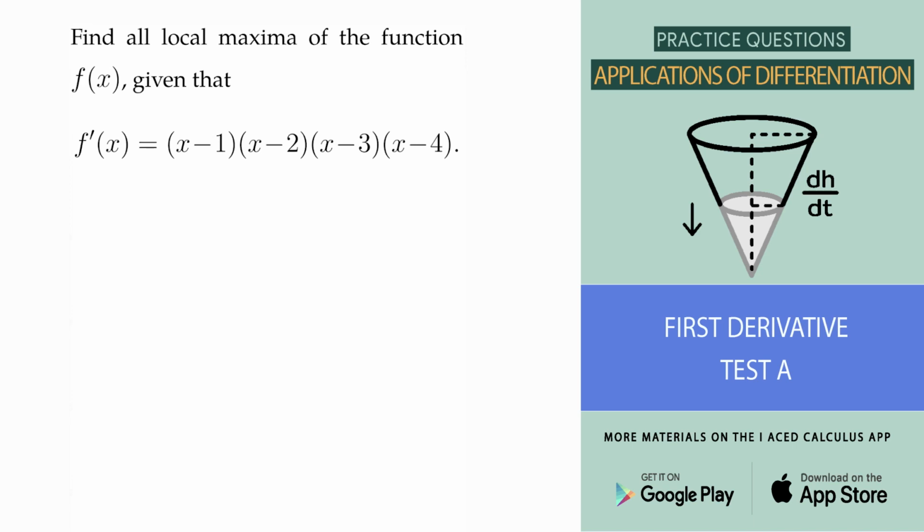Notice that in this question, we're not actually given what f of x itself is. However, we don't need to know. In order to be a local maxima, we have a couple conditions. First, we need the derivative f prime of x to be equal to 0.